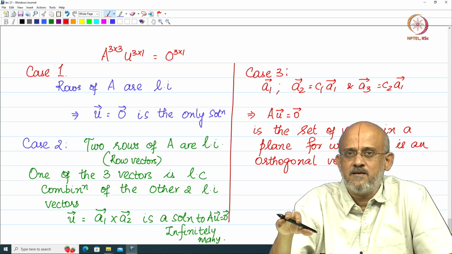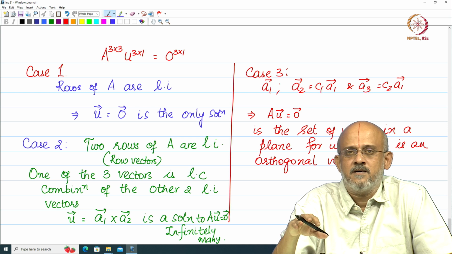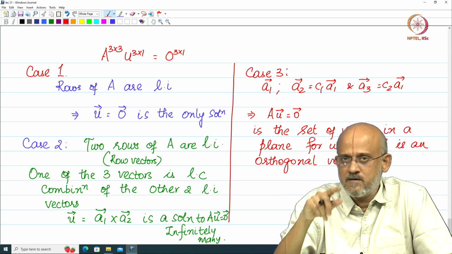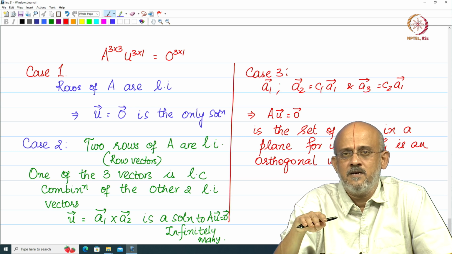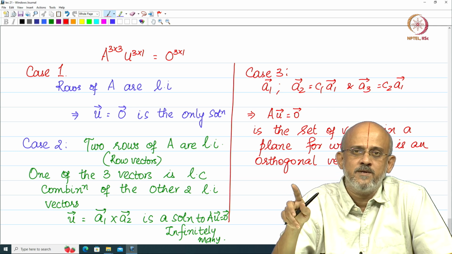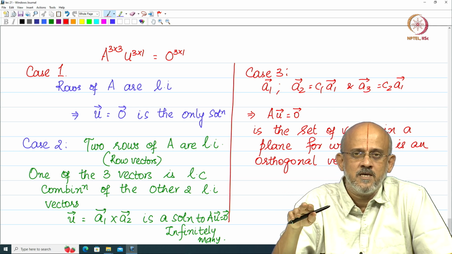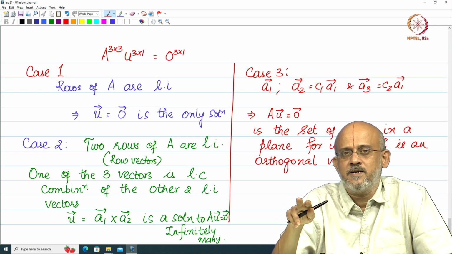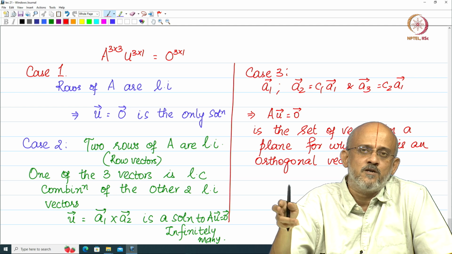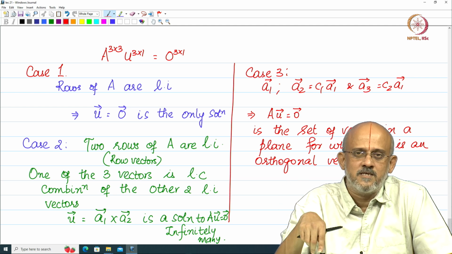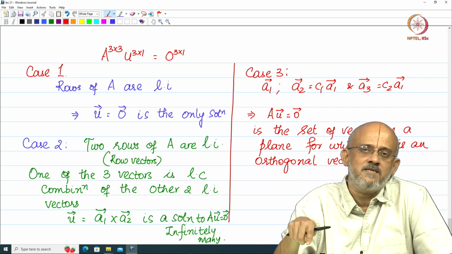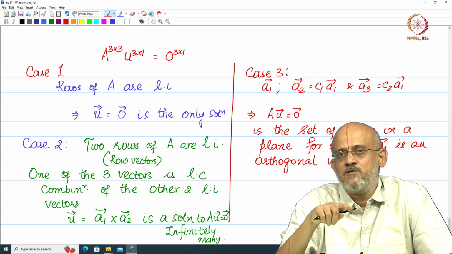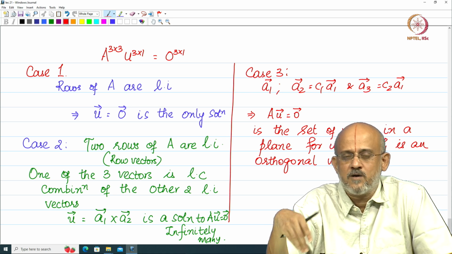When all the 3 rows of the matrix are linearly independent, we said that the only vector which is orthogonal to these 3 vectors is the 0 vector. If one of those rows is a linear combination of the other 2 rows, then the cross product of the 2 linearly independent rows is the vector which is orthogonal to these 3 vectors, and that will be the solution to Ax equal to 0. And in the third case, there is only one row which is linearly independent, the other 2 are multiples of it.